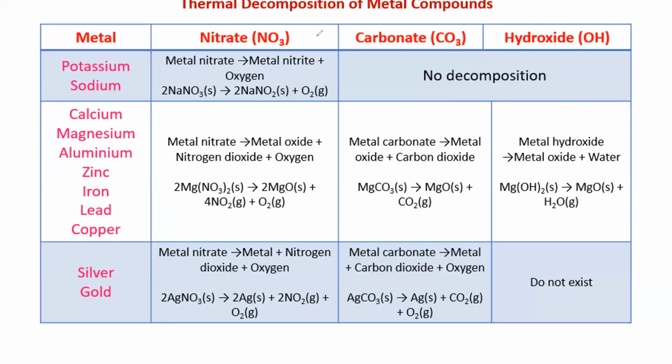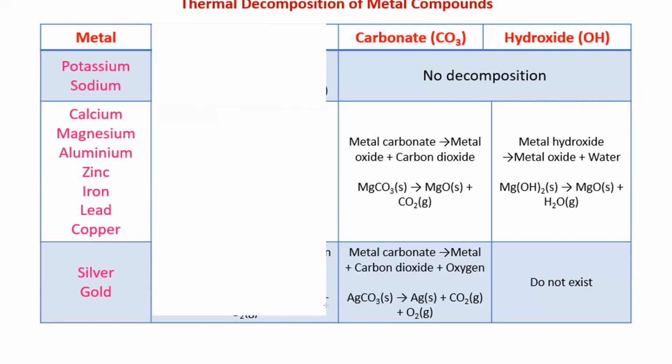So if we have metal carbonate or metal hydroxide, they have the same trend. Sodium and potassium are stable to heat. What does it mean? By the help of heat, you cannot make a chemical change. If we have potassium carbonate or sodium carbonate, when we supply heat energy, the solid can melt, but it does not change chemically. There can be a physical change, but chemically there is no change.